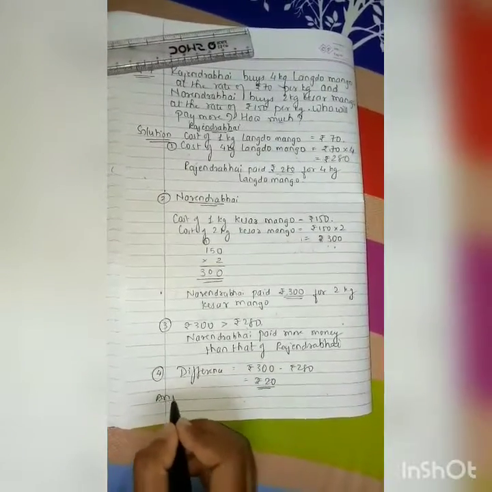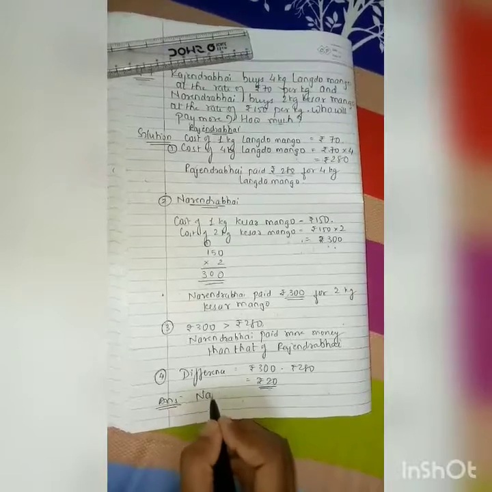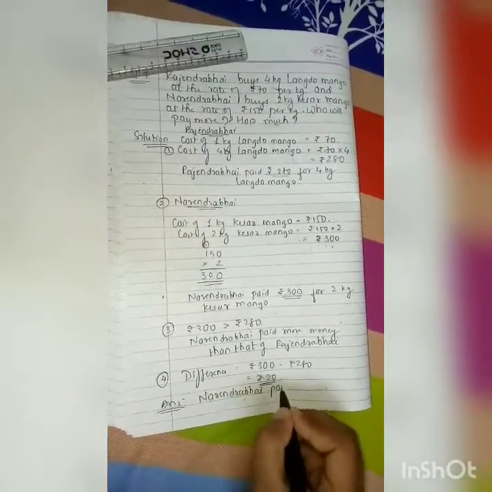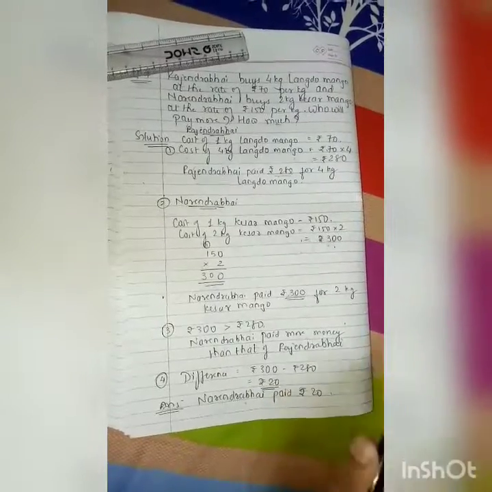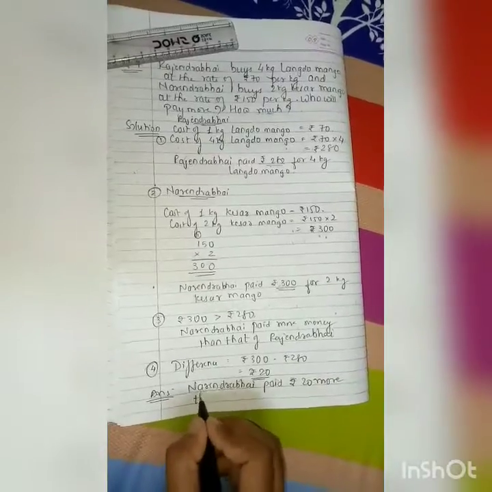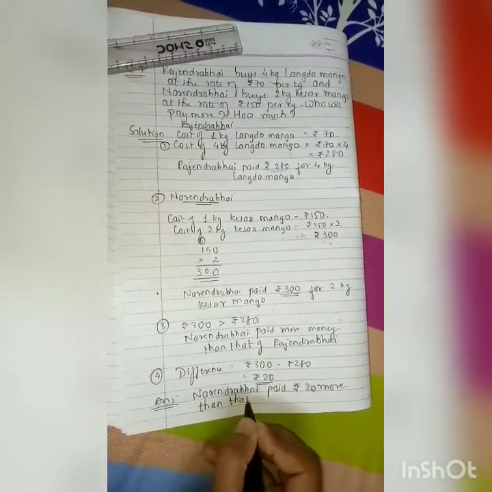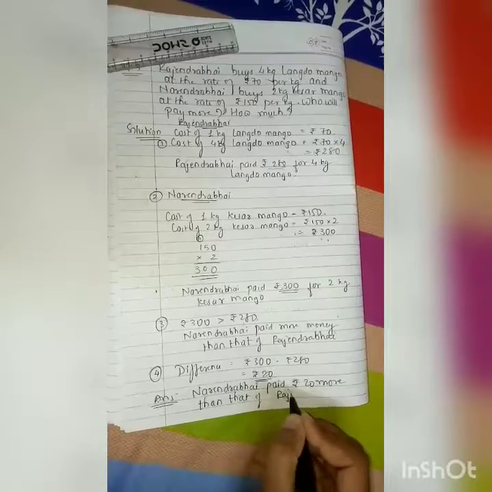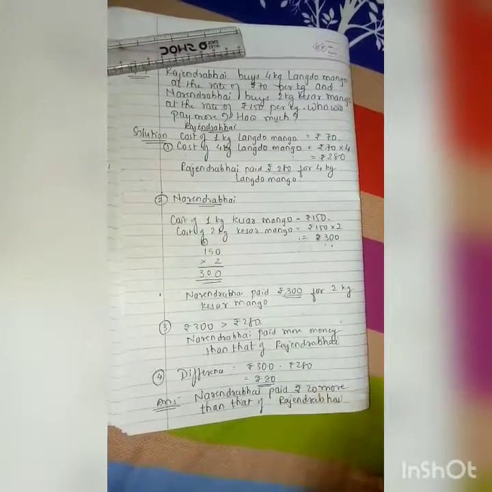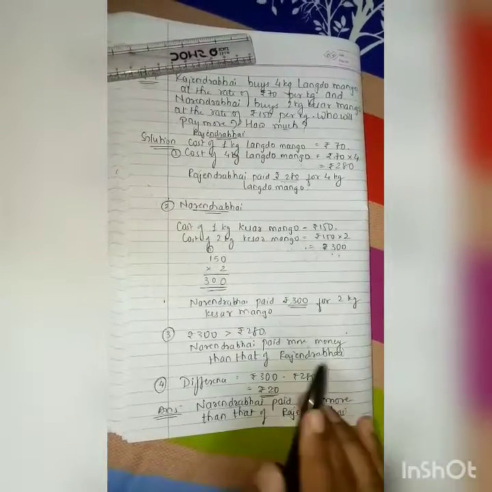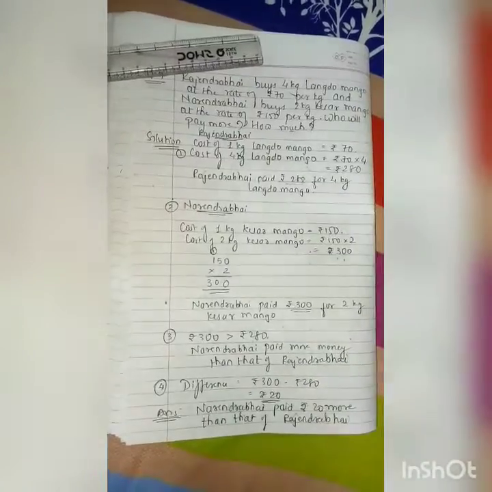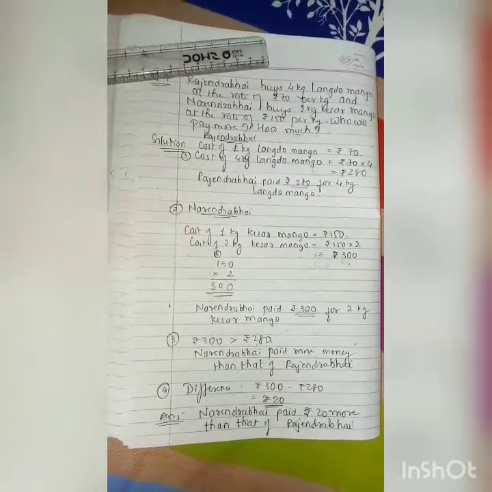So answer will be what? Narendra Bhai paid rupees 20 more than that of Rajendra Bhai. Okay, we have to find difference, then we will always subtract. Okay, so stepwise we should go, so we'll come to understand. Okay, we are able to solve our problem sums.